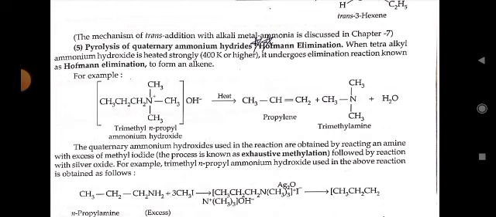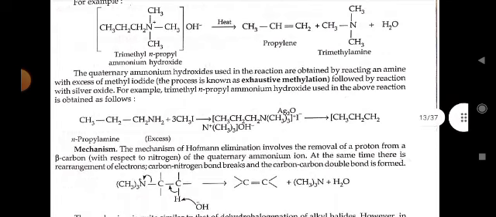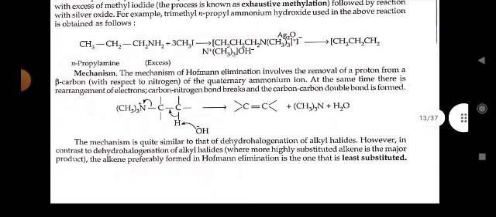Mechanism. The mechanism of Hofmann elimination involves the removal of a proton from a beta carbon with respect to nitrogen of the quaternary ammonium ion. At the same time, there is a rearrangement of electrons. The carbon-nitrogen bond breaks and the carbon-carbon double bond is formed. The mechanism is quite similar to that of dehydrohalogenation of alkyl halides.